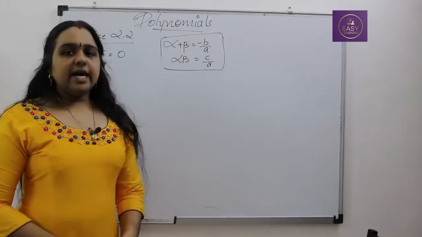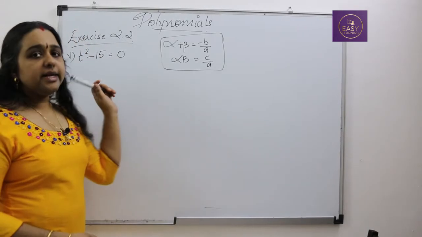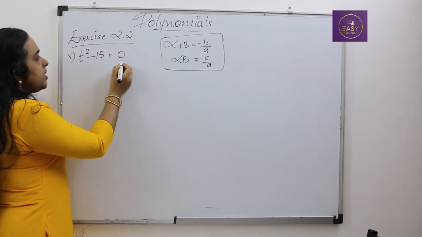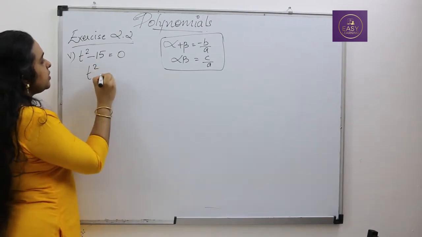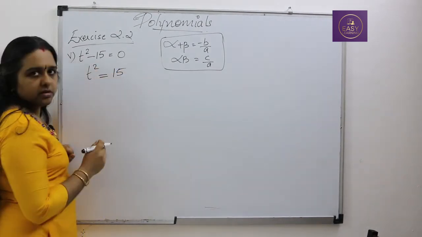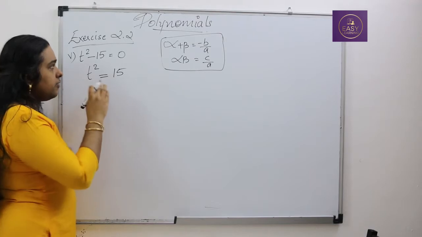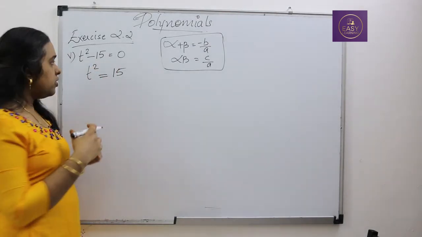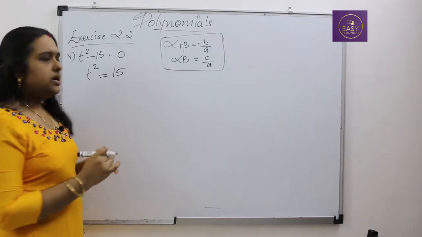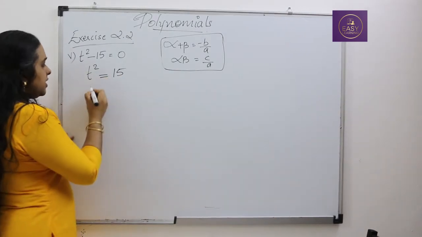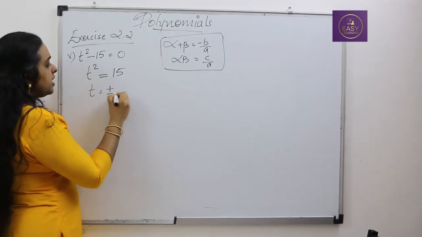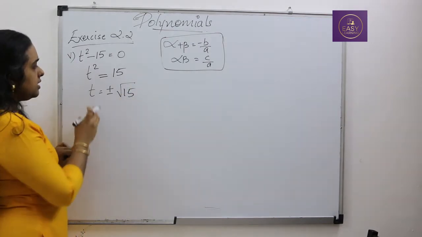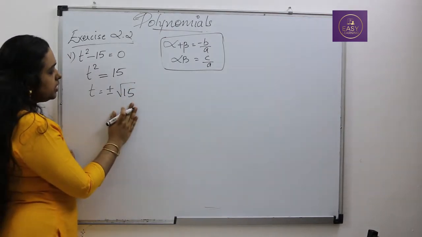Is it clear? Our next problem is t square minus 15 equals 0. How to solve this? T square minus 15 equals 0. That means t square equals 15. When you get this type of problem, don't try to make it as a quadratic polynomial or don't try to substitute it with zeros and all. Just do t square equals 15. Then t will be what? Plus or minus root 15. It's very simple, isn't it?